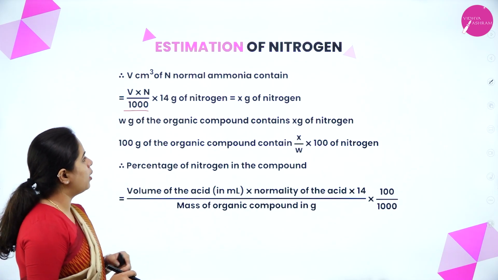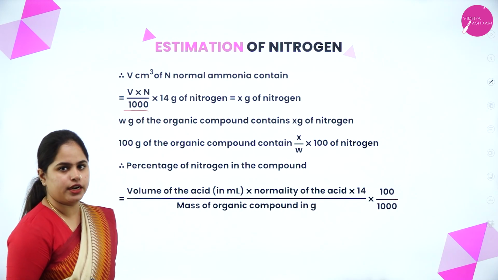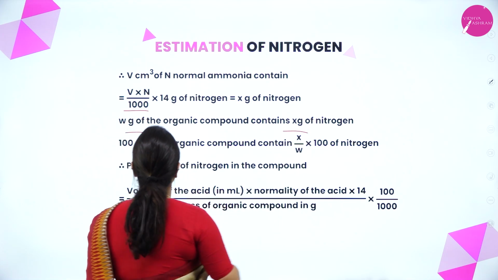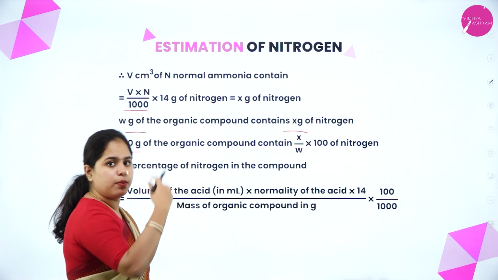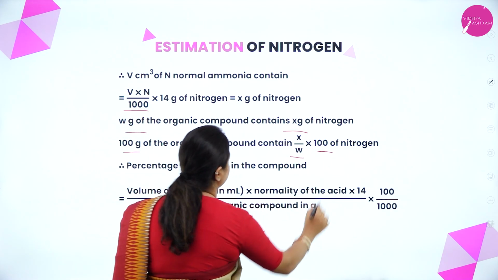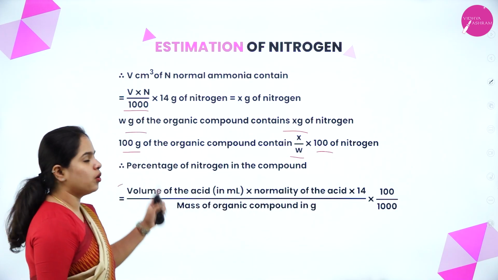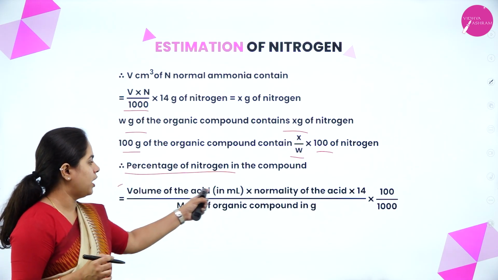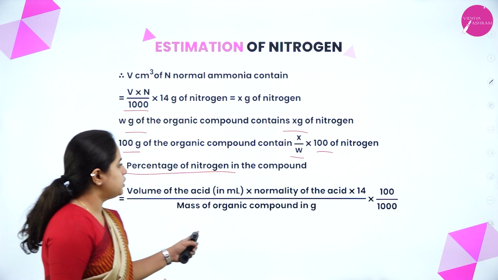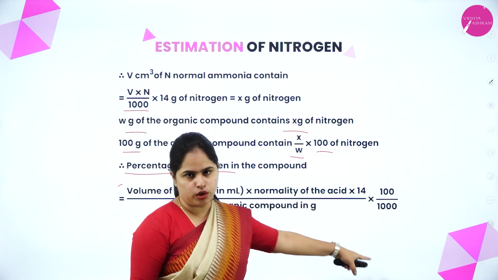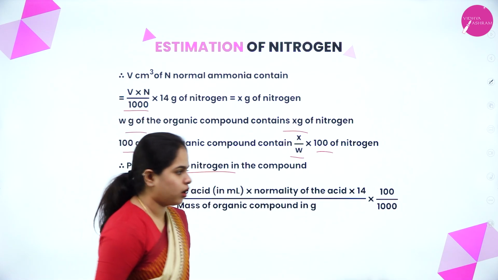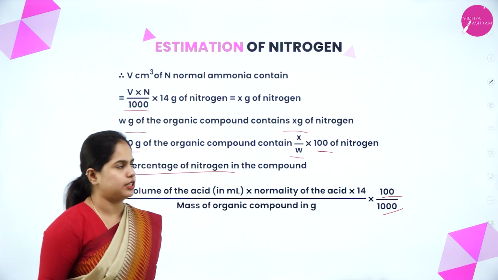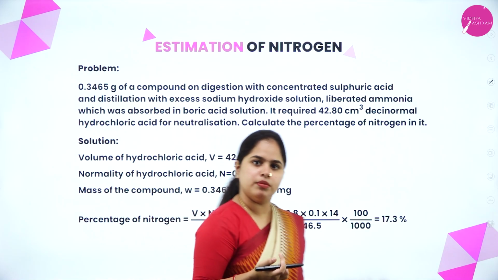Now W gram of the organic compound contains X gram of nitrogen, and if W gram of organic compound contains X gram, then 100 gram of organic compound will contain X by W into 100 gram of nitrogen, right? So hence, how do we calculate the percentage? The final equation: percentage of nitrogen in the compound is volume of the acid into normality of the acid into 14, divided by mass of organic compound into 100 by 1000. So this is the final equation to calculate the percentage, right? Now let's do a problem based on this as well.